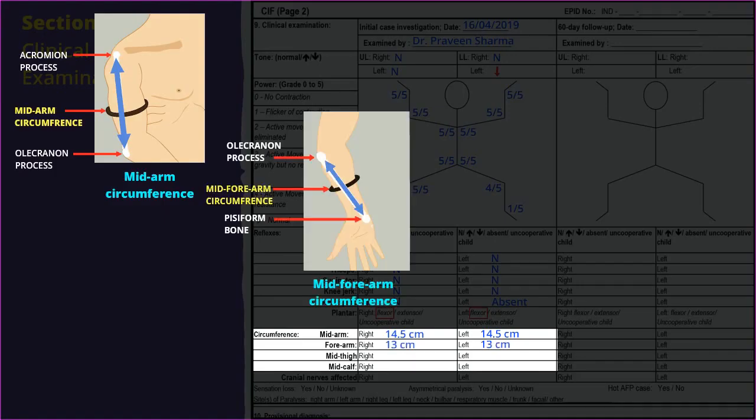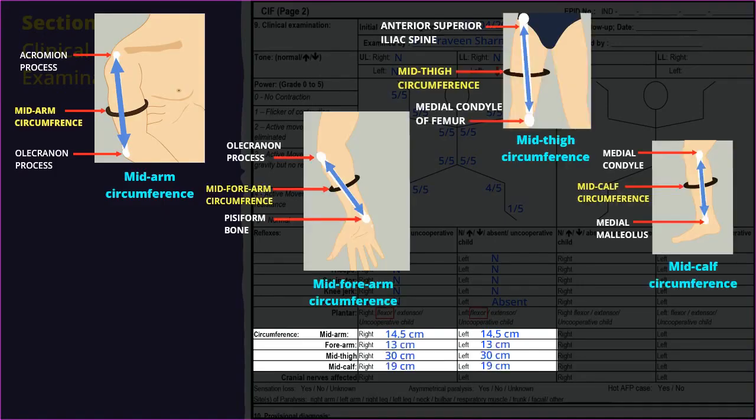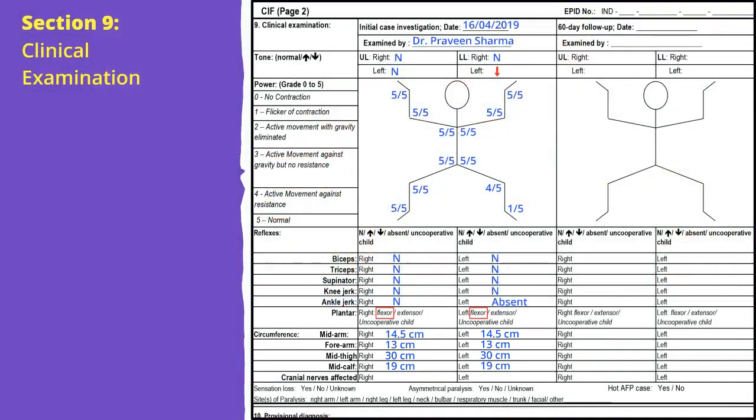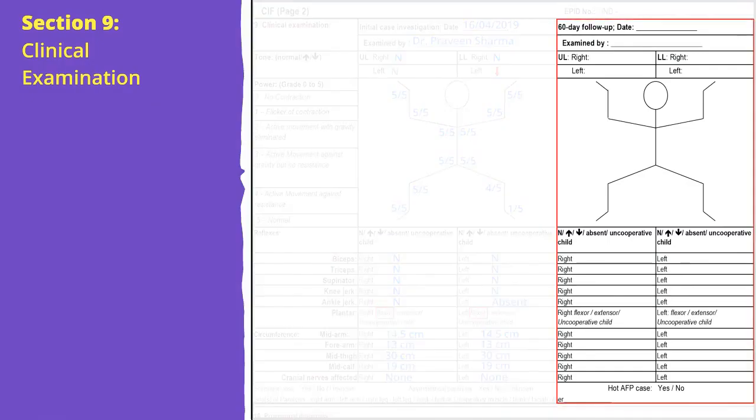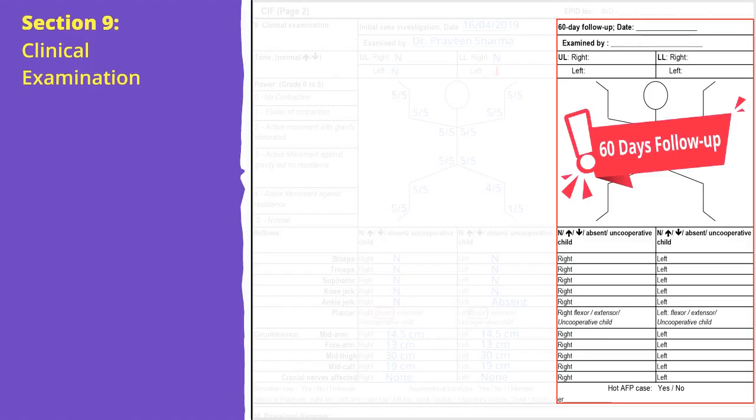Take the mid-arm, forearm, mid-thigh and mid-calf measurements to assess any wasting due to paralysis. Also assess that any cranial nerves have been affected by the disease. Same clinical examination has to be done after 60 days of onset for inadequate AFP cases and cases with poliovirus isolation in stool.